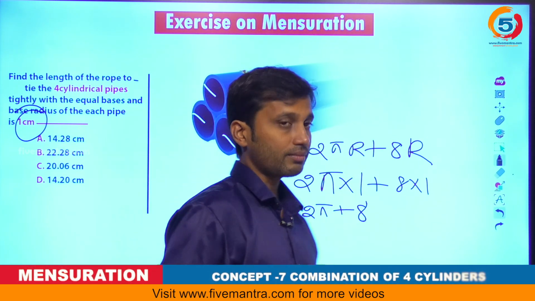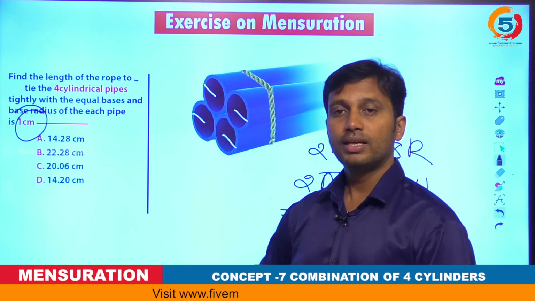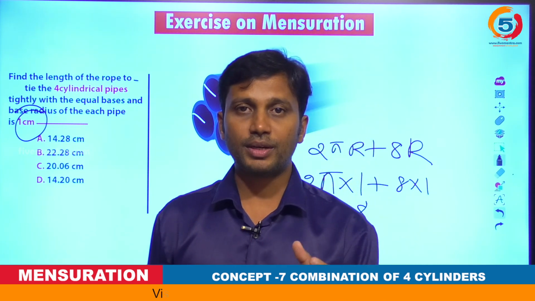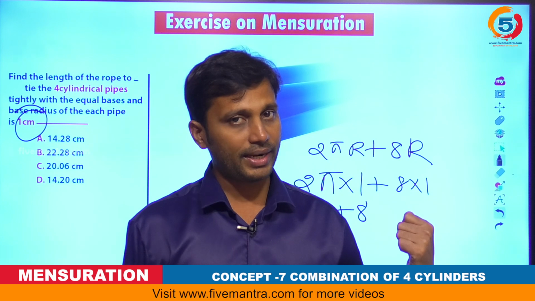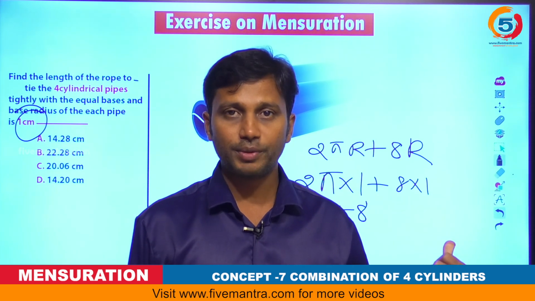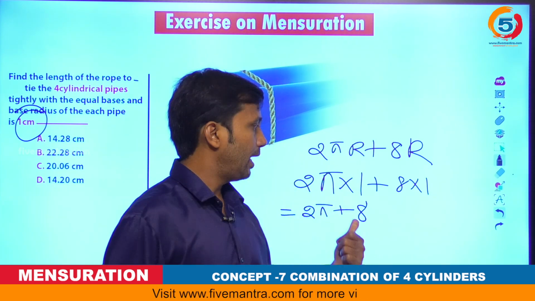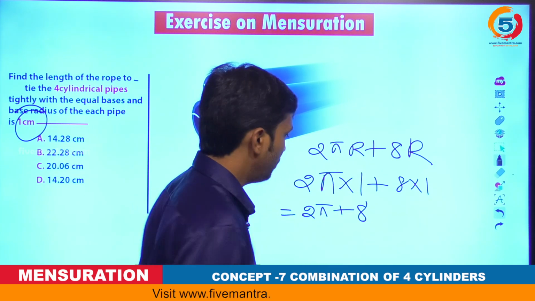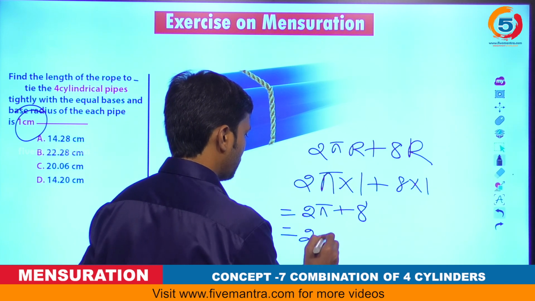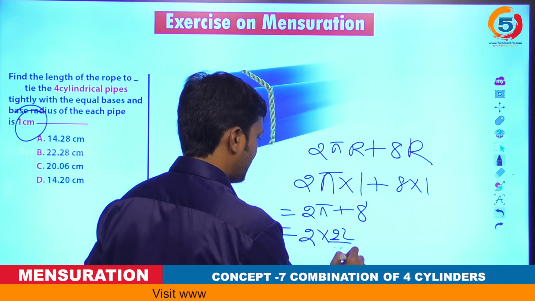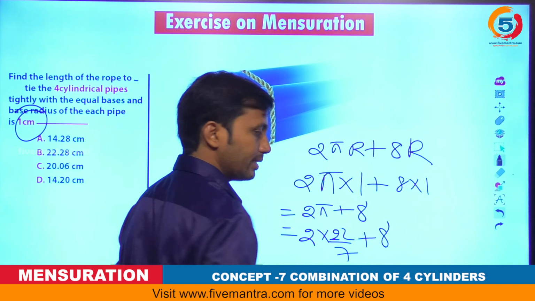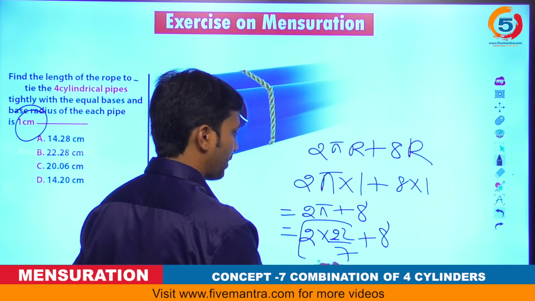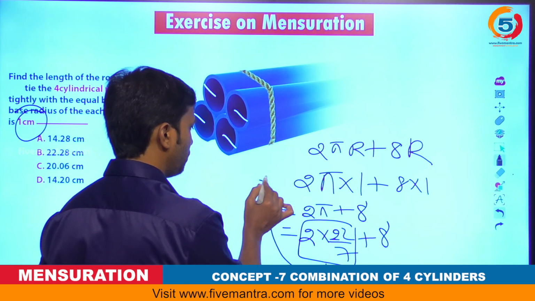But in our given options, the answer is not given in terms of pi. The answer is represented numerically, so better we do the simplification numerically. In order to do that, we have to substitute the value of pi, which is 22 by 7. Now it is 2 into 22 by 7 plus 8, isn't it? Now let us simplify this value.